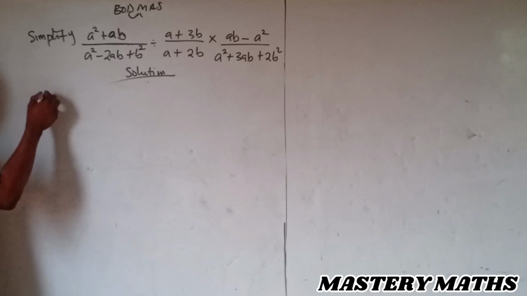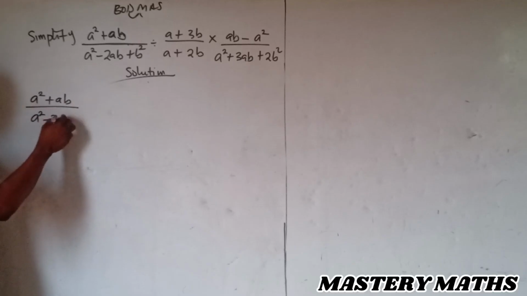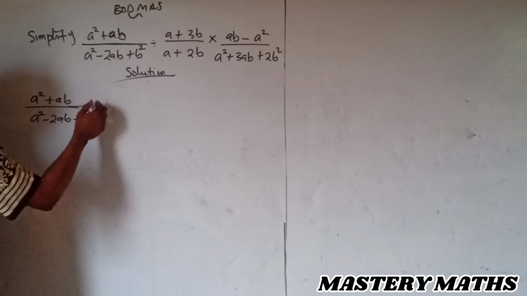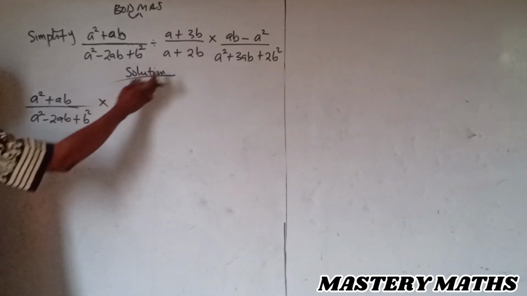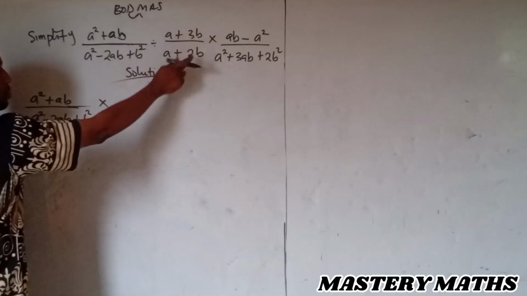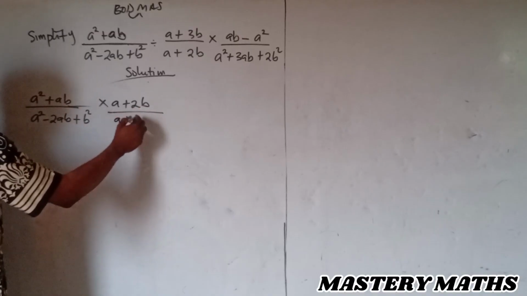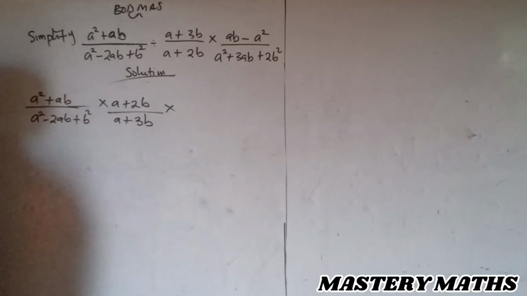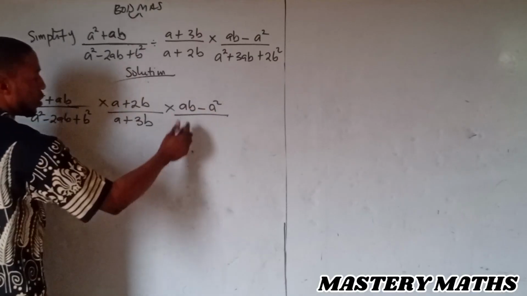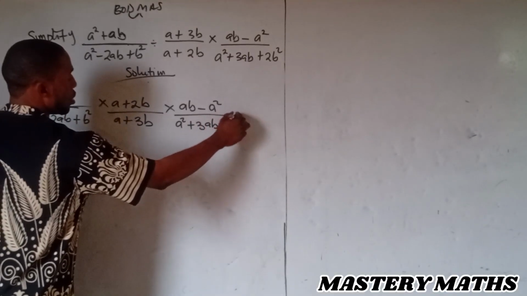You have your a squared plus ab over your a squared minus 2ab plus b squared. Then the division sign changes to multiplication sign. When it changes, the numerator becomes the denominator and the denominator becomes the numerator, which is your a plus 2b over a plus 3b. Now you times the other one there, which is ab minus a squared all over your a squared plus 3ab plus 2b squared.